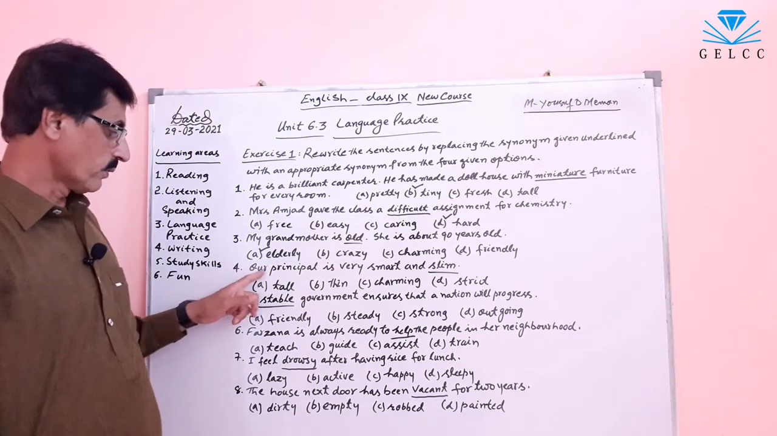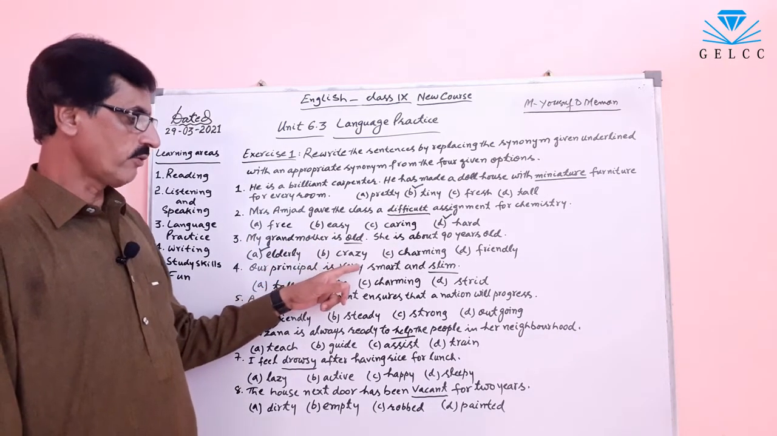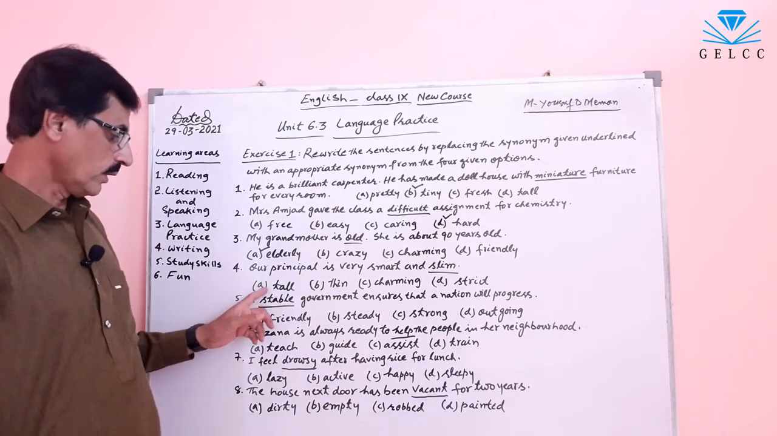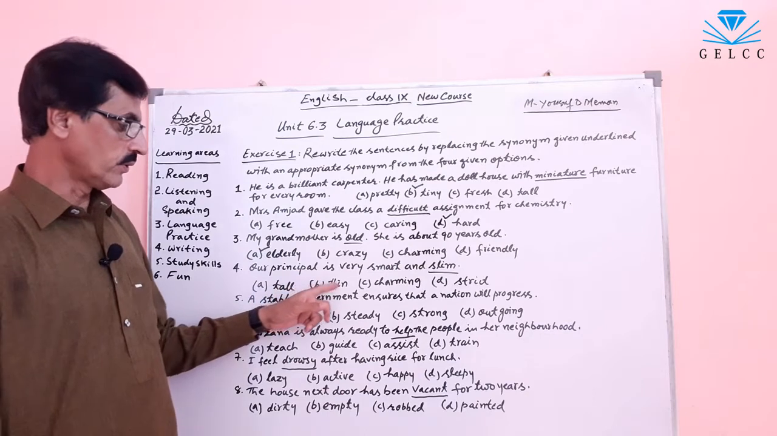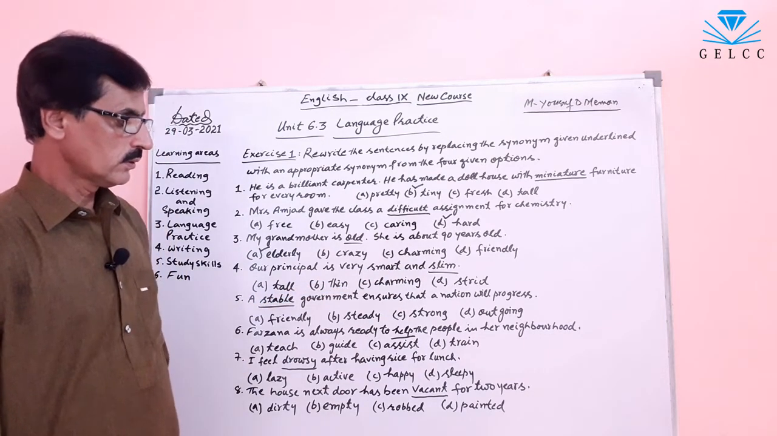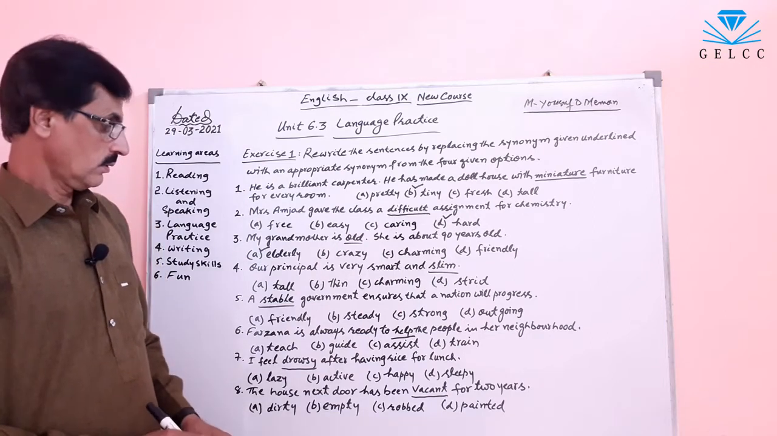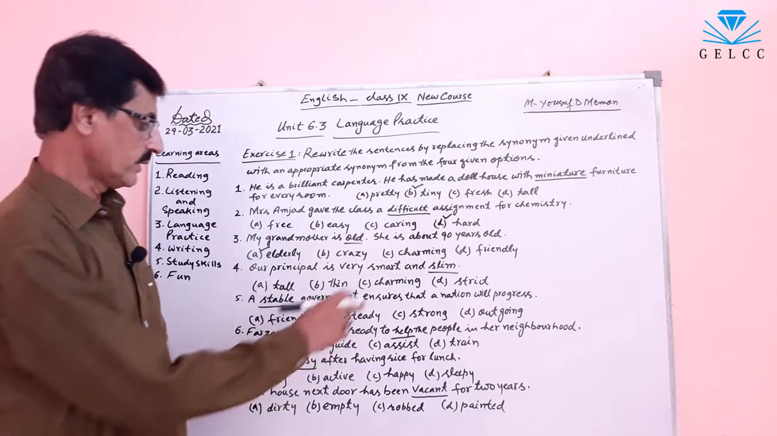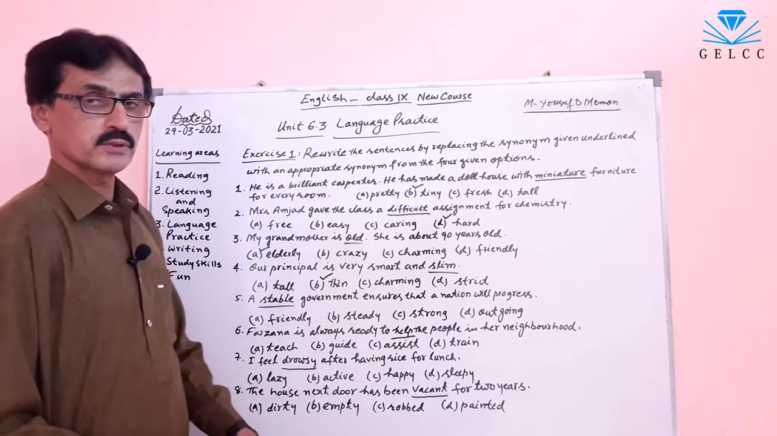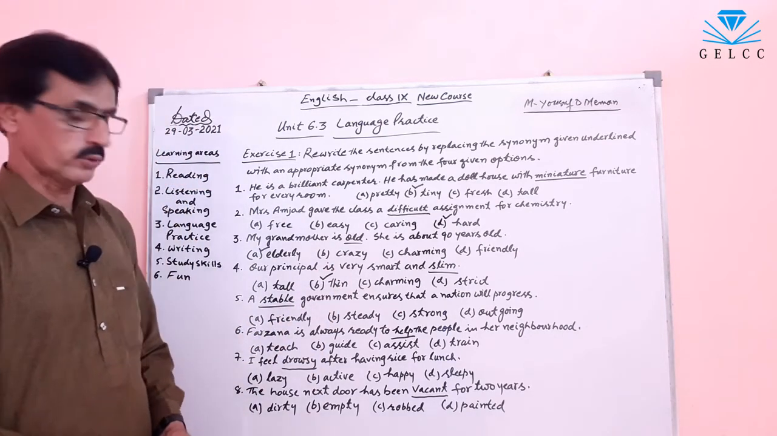Now, number 4. Our principal is very smart and slim. Options are A. Tall, B. Thin, C. Charming, D. Strict. The synonym of the word slim is thin. You have to replace it by this word in your notebook.